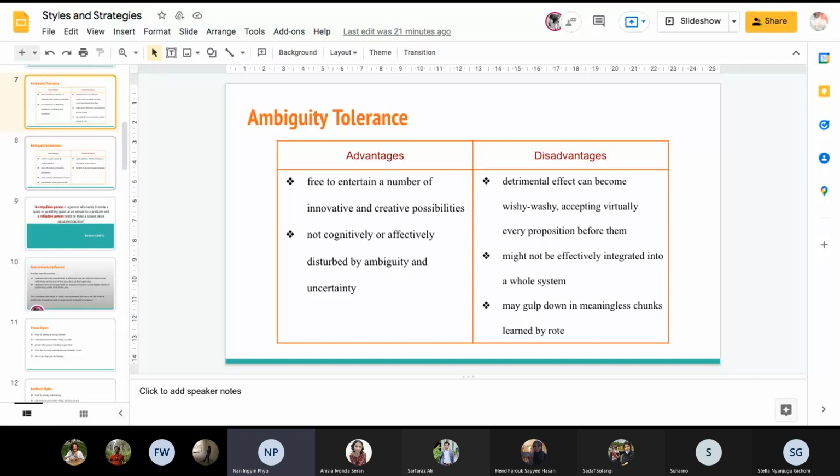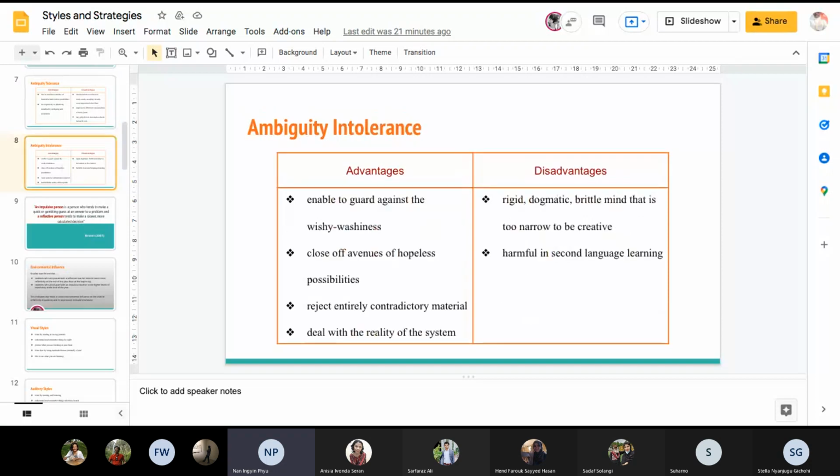Their learning won't be able to improve as much as they should. That's going to be the advantages and disadvantages of ambiguity tolerance. So now let's go to the next slide. Another one is the advantages and disadvantages of ambiguity intolerance.